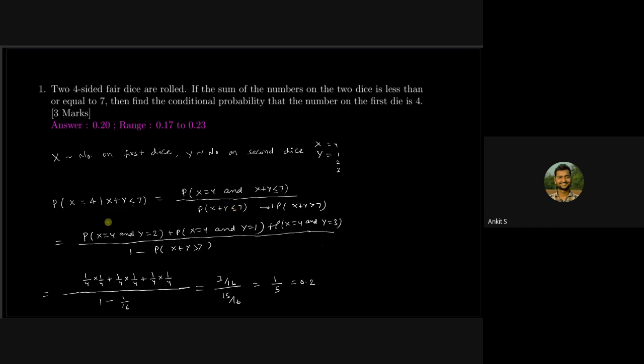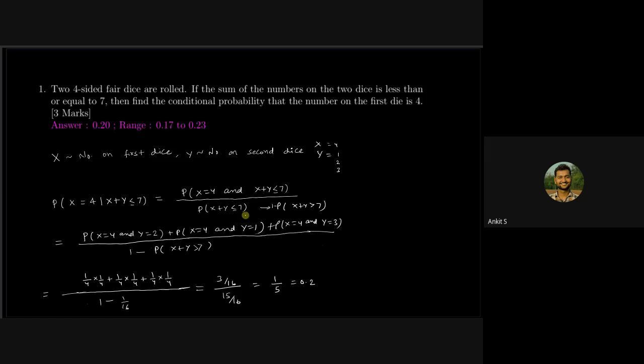Then conditionally, it is simply equal to the probability of the joint event divided by the probability of the condition over which it is conditioned. So we are conditioning over x plus y less than or equal to 7.